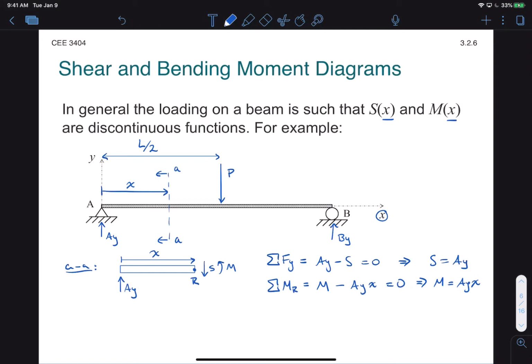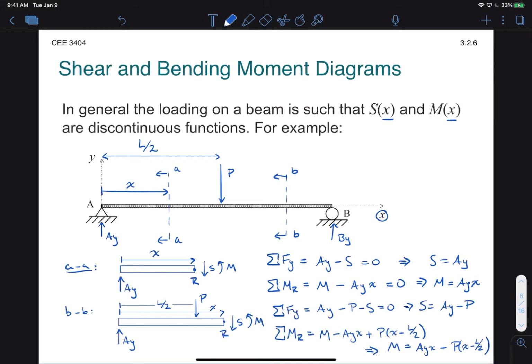So now we've established shear and moment for section A. Now let's look what happens if we draw a section to the right side of that force. We'll call that section BB. And we'll calculate the internal moments also looking in the same direction. We'll go through the same procedure, but note that now P comes into the equations. So in the end, our equations for shear and moment end up being different on the right side.